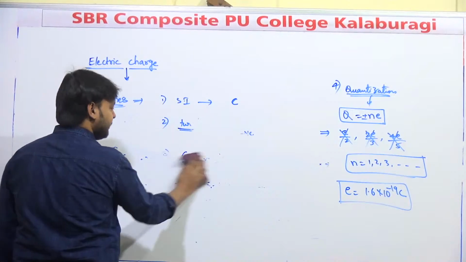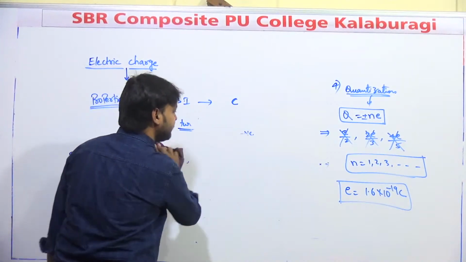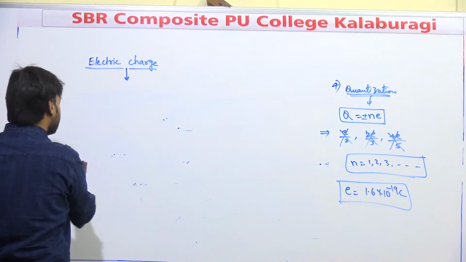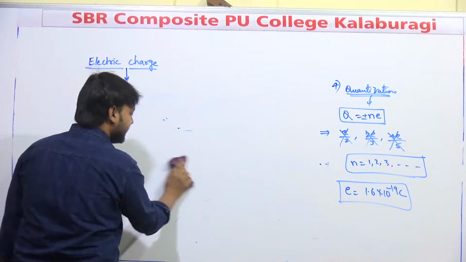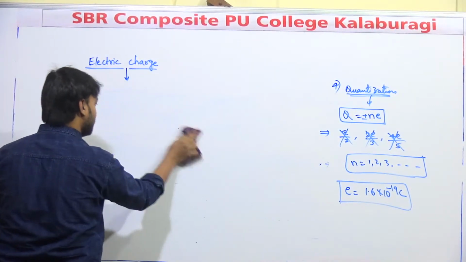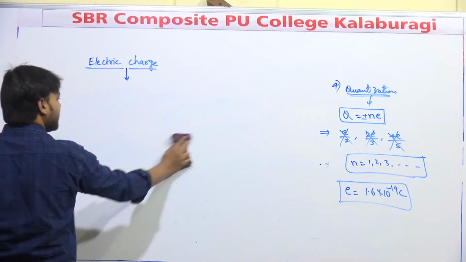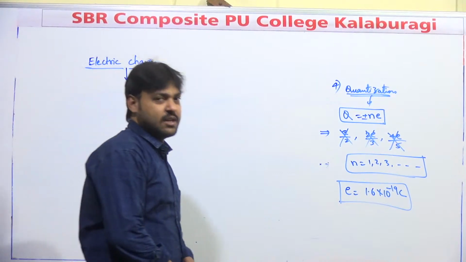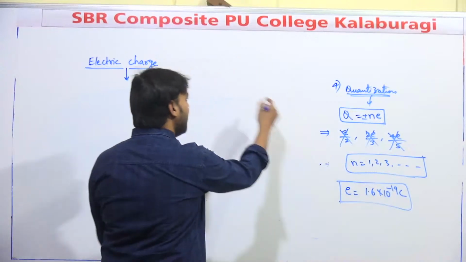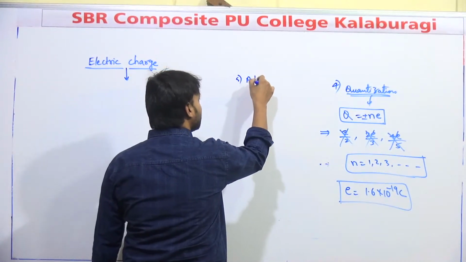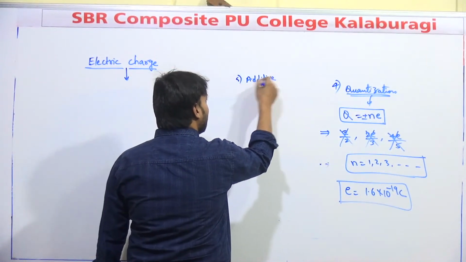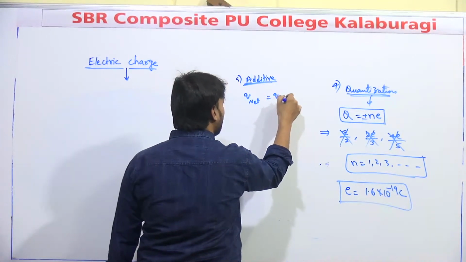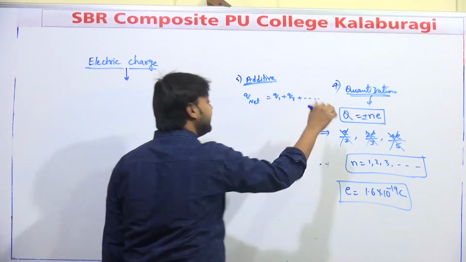And the next one, after quantization, is the additive nature of charge. What do you mean by additive nature? The net charge on a system is equal to the sum of all the charges present in that system.